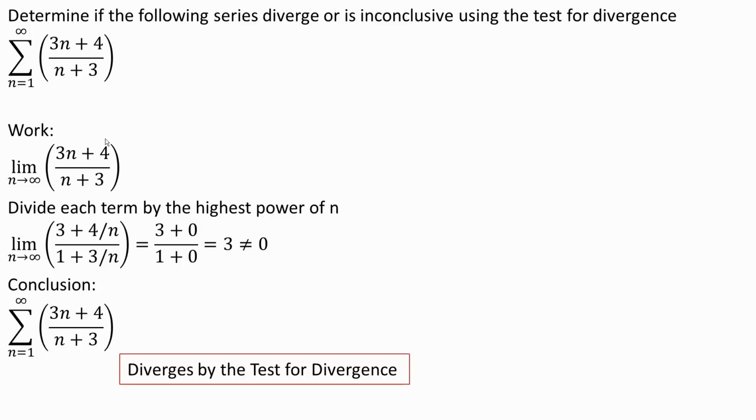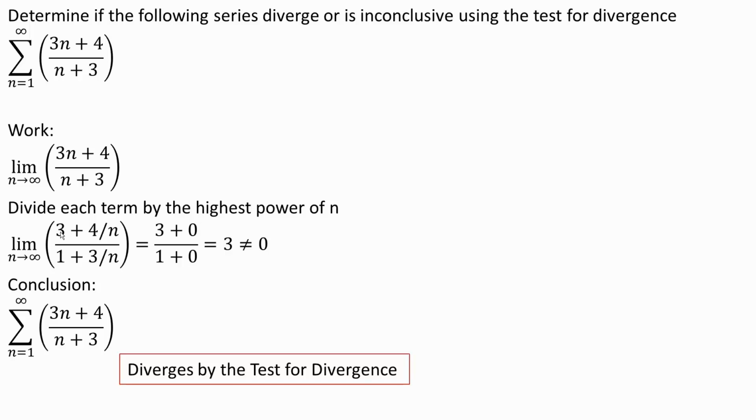So this is the second problem. We can first say the limit as n approaches infinity of (3n + 4) divided by (n + 3). What I would do is divide each term by n. I can do that if I do it on each side. So I divide this by n, this by n, this by n, and this by n. And then we would get (3 + 4/n) divided by (1 + 3/n).